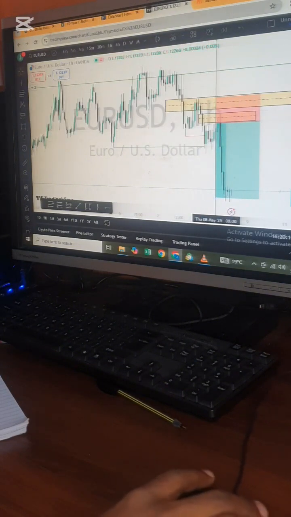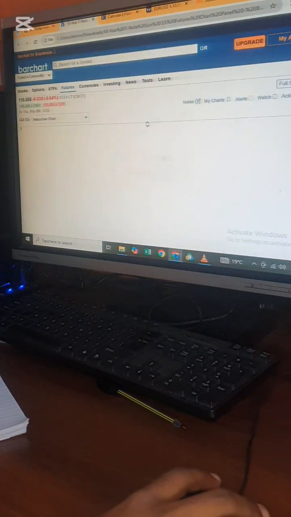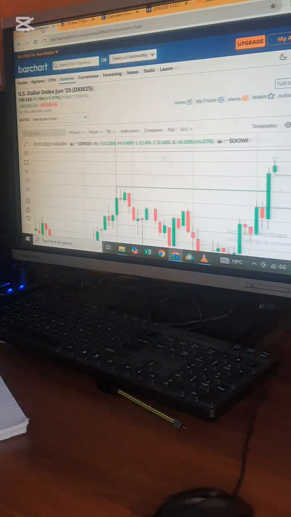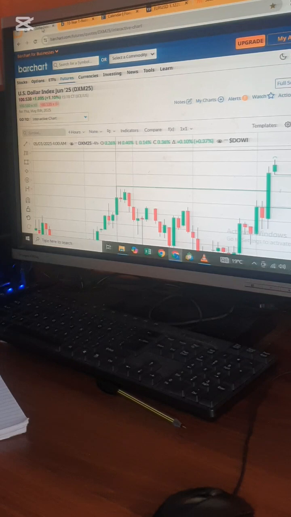So I'll go to barchart.com. This is where you get the interest rate that allows me to know the trend, where it goes, where it will consolidate, or maybe go with an expansion, because price is driven mainly by interest rate.